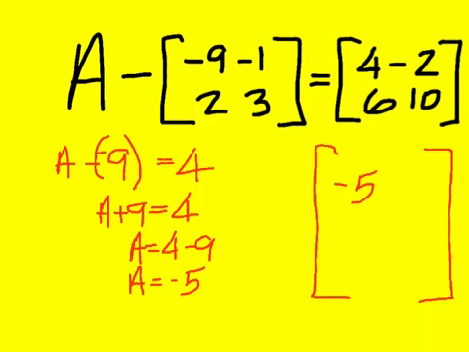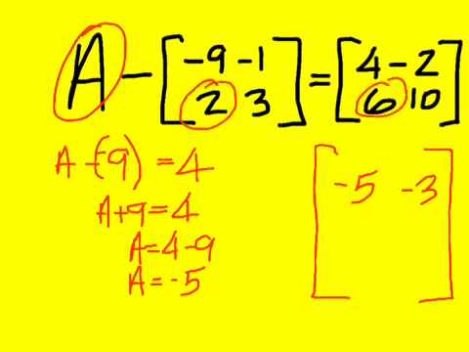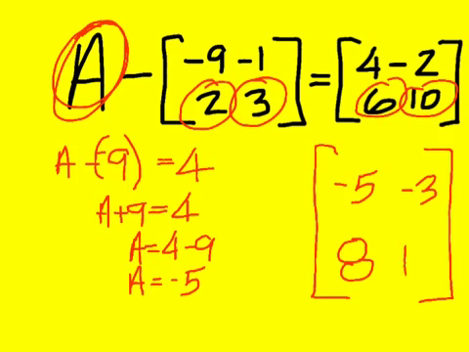Then you'll have A minus a negative 1 equals negative 2. So that's really a negative 3. A minus a negative 1, negative 3 minus a negative 1 would be a negative 2. So that works out. And then A minus 2 equals 6. That would be 8. And A minus 3 is 10. That would be 13.